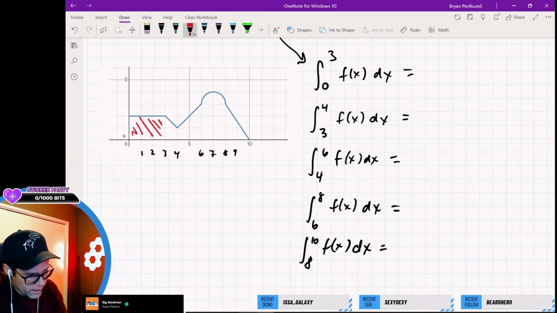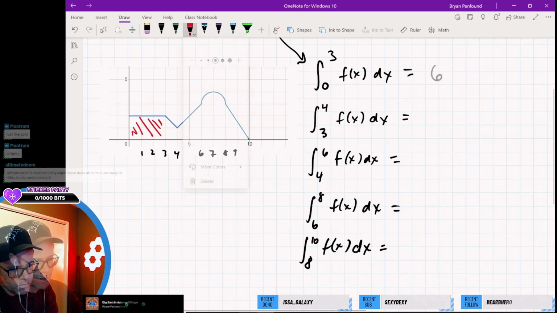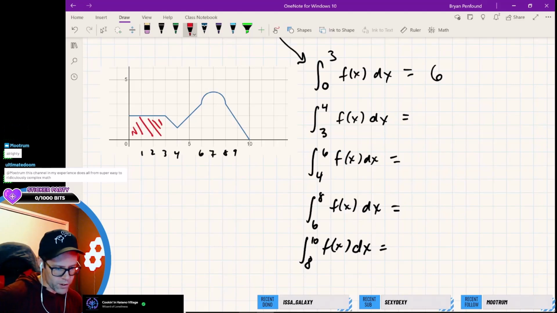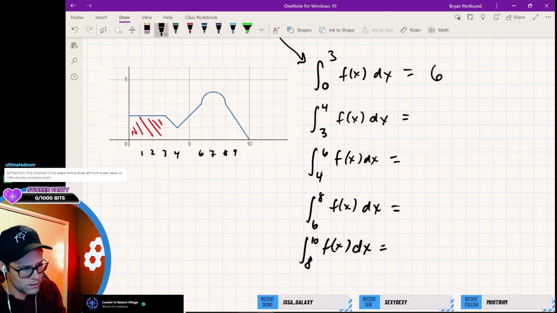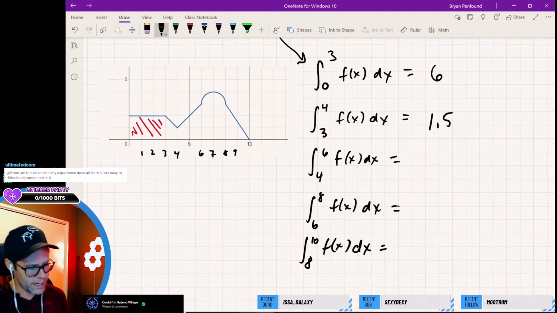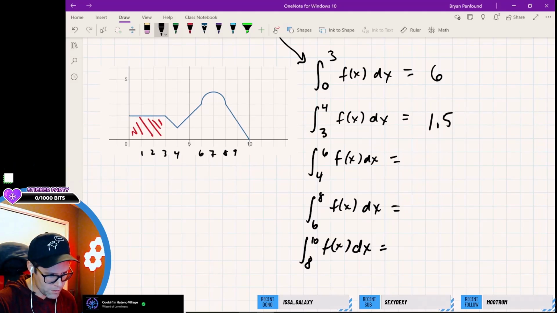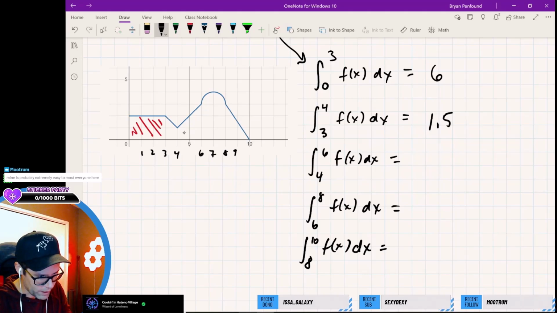So this is going to be like a 3 times 2, so this is like 6. Let's look at 3 to 4. So between 3 and 4, it looks like we got like 1.5. Oh, we can just do this without really calculating anything, can we? What about from like 4 to 6? It looks like I have like 1, 2, 3, 4.